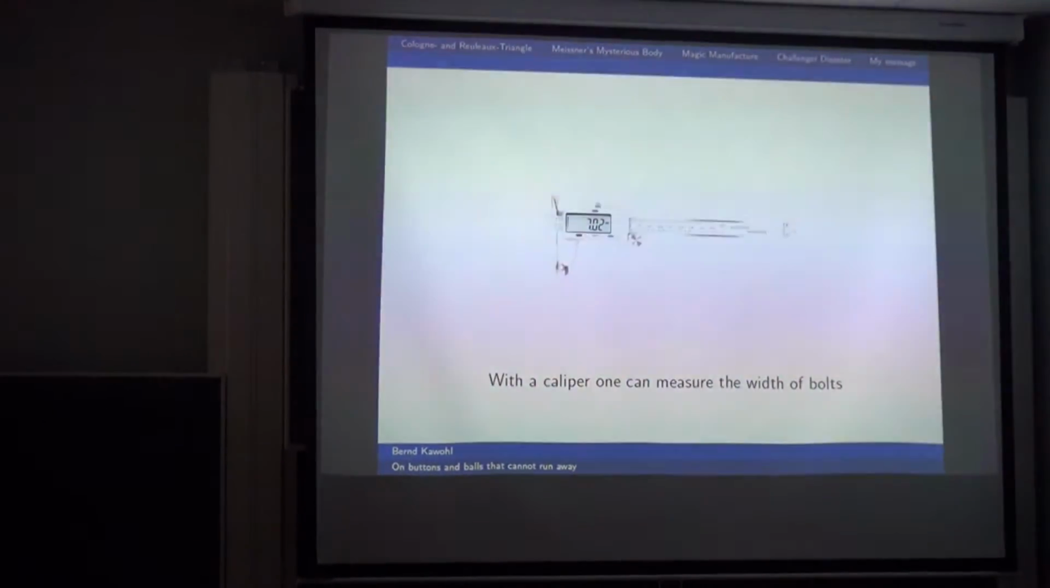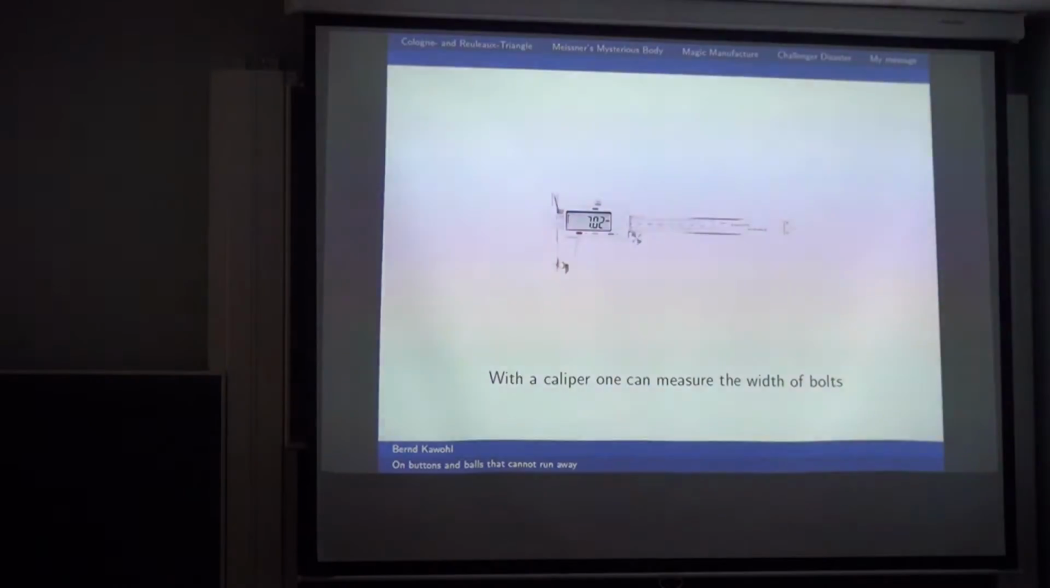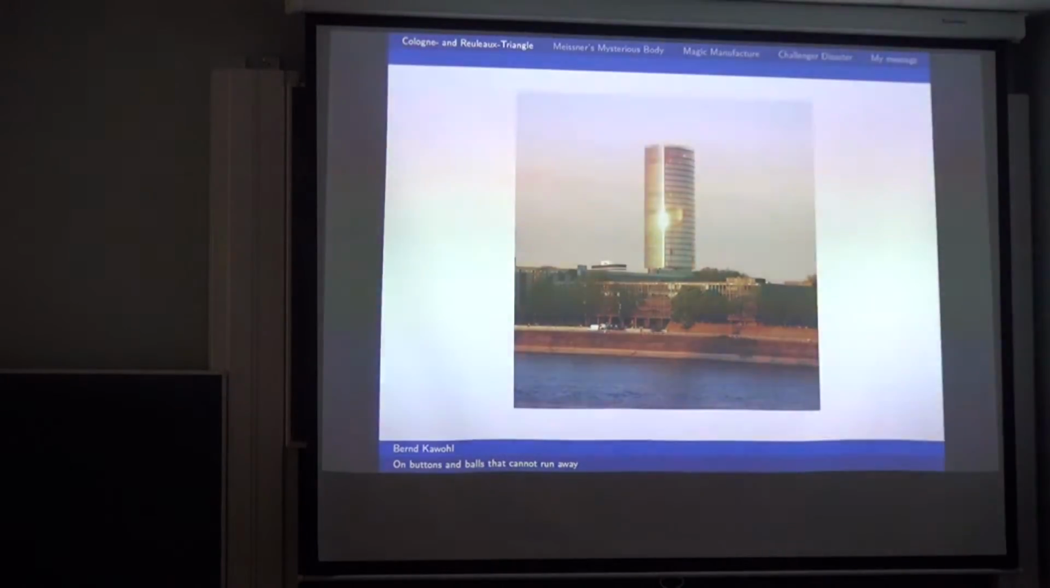If you put it between two parallel lines, and you measure the distance of these parallel lines, you can measure the width, for instance, of a screw or of a bolt. Yes. And here you see a building that does not have a circular shape, that sits on the other side of the River Rhine across the Cologne Cathedral. And people were upset because those people that lived behind this building, they could no longer see the cathedral.